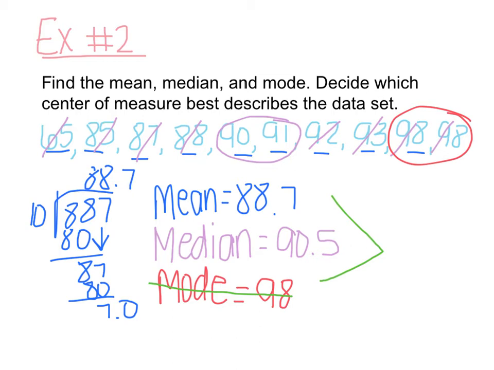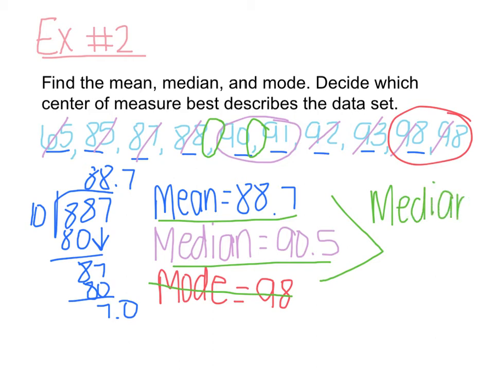That's not a good representation of all of our other numbers. So again, we're between the median and the mean. The mean, 88 and 7/10, would be about right here. And the median, 90 and 5/10, would be right here. So I think in this case, the median is going to be our answer because it describes all the numbers in the set. We already ordered it from least to greatest and found the one in the middle.